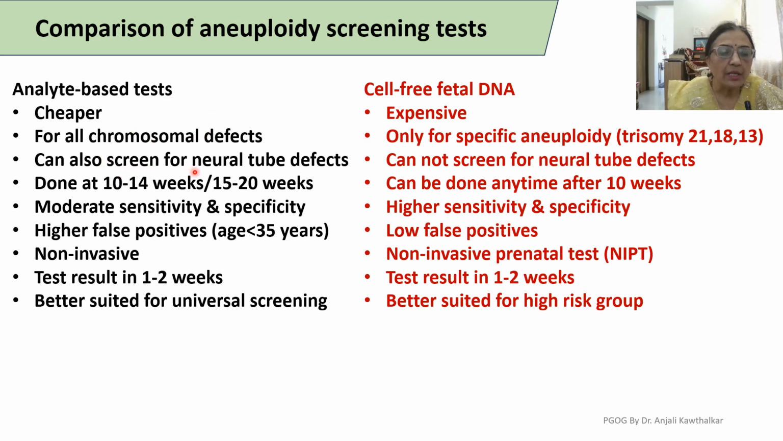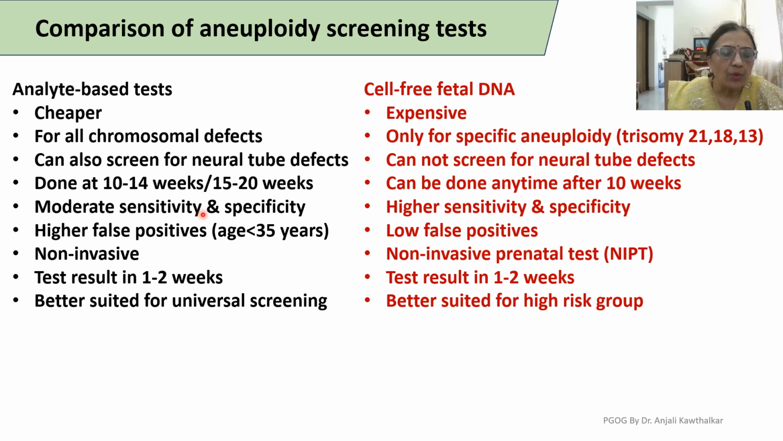Analyte based test also can be a method for screening for neural tube defects. That is another thing. Whereas this cell-free fetal DNA does not help us to screen for neural tube defects because of the increase in maternal serum alpha fetoprotein. We can consider this analyte based test as a screening test apart from aneuploidy also for neural tube defects. Analyte based tests are done either at 10 to 14 weeks, that is earlier first trimester, or 15 to 20 weeks, that is second trimester. Whereas cell-free fetal DNA advantage is it can be done any time after 10 weeks of pregnancy.